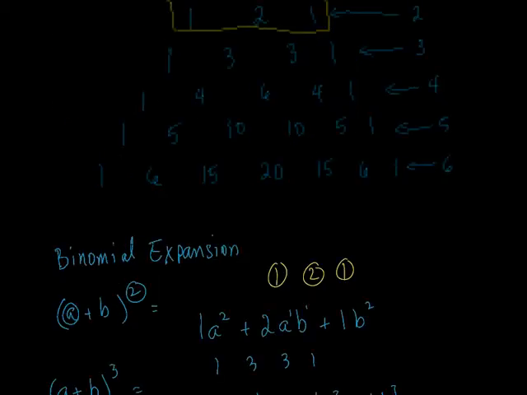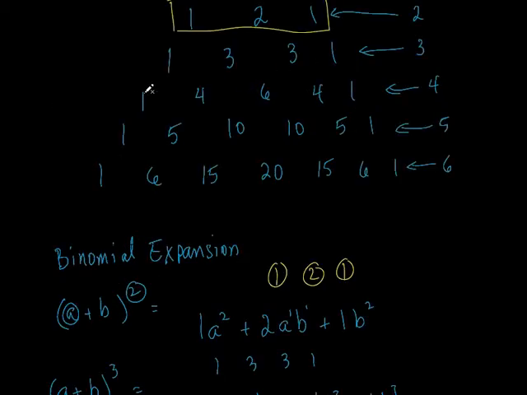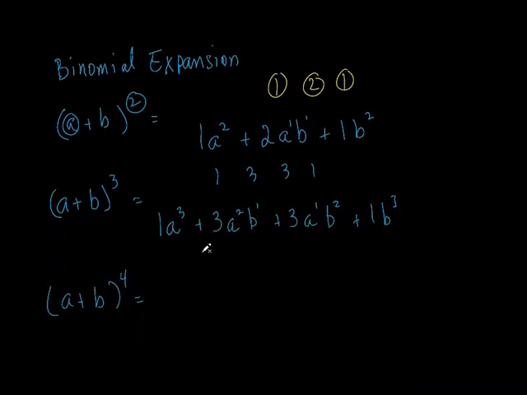What's to the fourth? 1, 4. Remember that. 1, 4, 6, 4, 1. Let's write that down. 1, 4, 6, 4, 1. That's my coefficients. Now watch, I'm going to do this really quick. It's 1a to the fourth plus 4. What does that a do? It goes down. What does the b do? It starts going up, right?